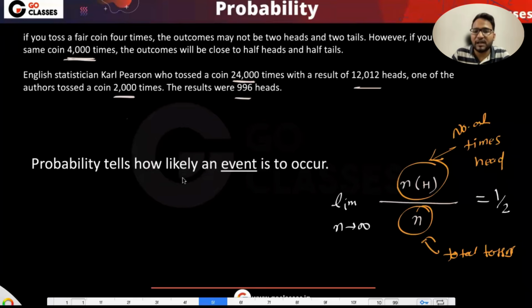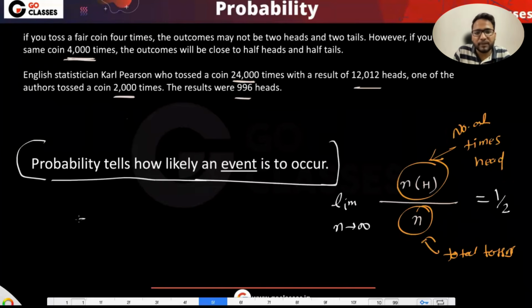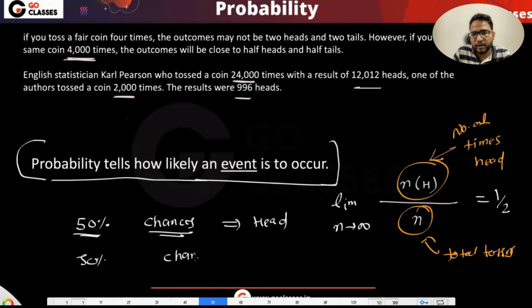Which means probability tells you how likely an event is to occur. If you're tossing a coin, then it is equally likely that head will occur and tail will occur. So probability just tells you how likely an event is to occur, which means if the probability is half, then there is a 50% chance that you will get head, and a 50% chance that you will get tail.